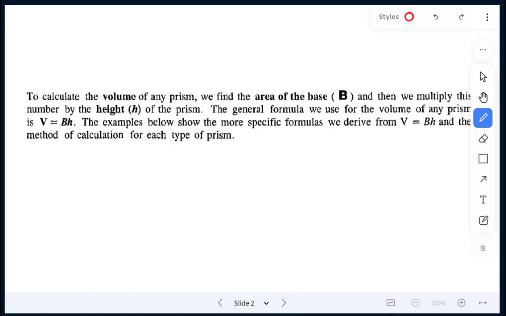So to calculate the volume of any prism, we need to find the area of the base, which is shown by a capital B, and then we just multiply that by the height. So the formula is V equals capital B, again representing area of base, and then we just have to multiply by height.